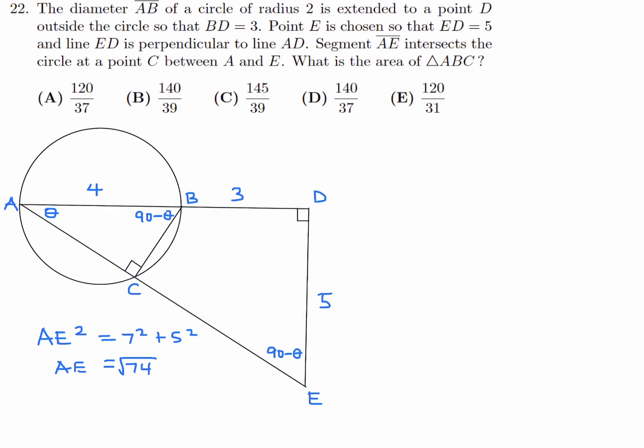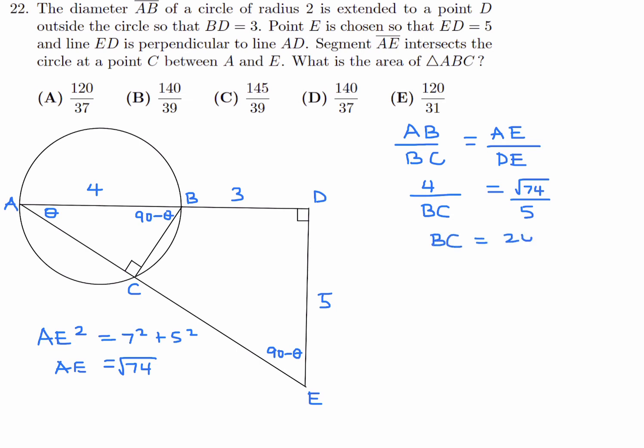And that means AB over BC is similar to AE over DE. Well, AB is 4. BC, I don't know yet. A to E, I just figured out, was root 74. And D to E is 5. So I can easily figure out BC. BC will be 20 over root 74.